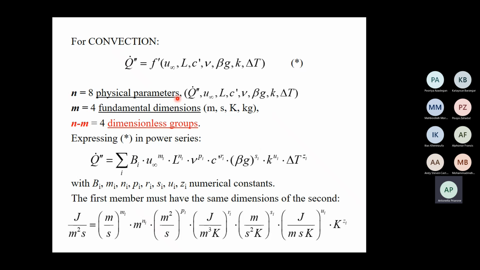Okay, 8 physical parameters, 4 fundamental dimensions, 4 dimensionless groups. We want to find these 4 dimensionless groups. We have to define them and then use them in a correlation.